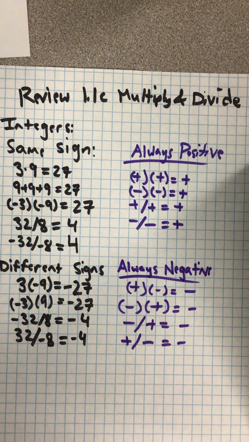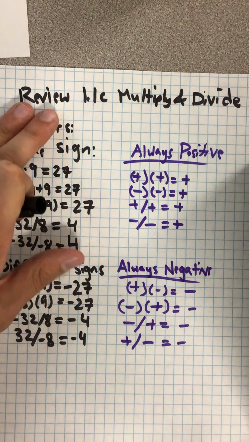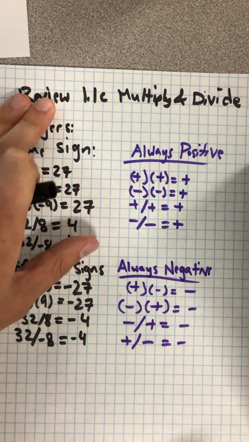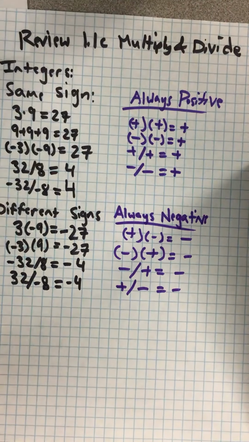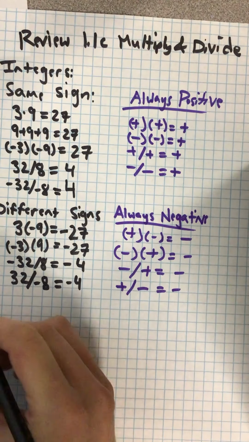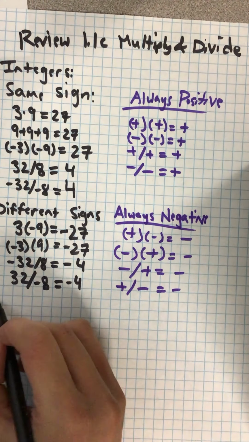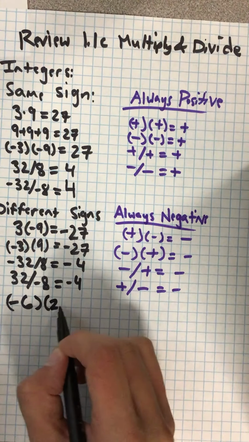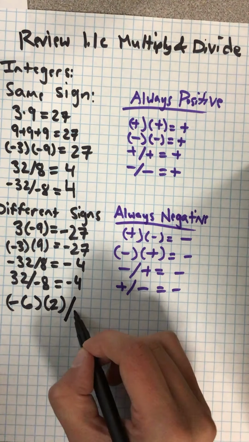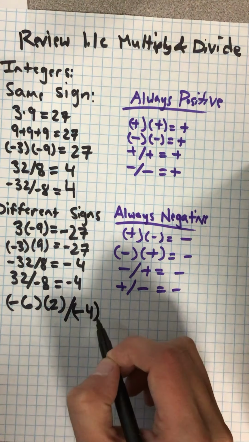Okay, well, let's go ahead and take a look at a quick example, and you might want to pause the video so you can think about how this one is going to work, because I'm just going to keep going. Let's move our piece of paper up a little bit. On this one, we're actually going to have multiple numbers involved. Negative 6 times 2 divided by a negative 4.